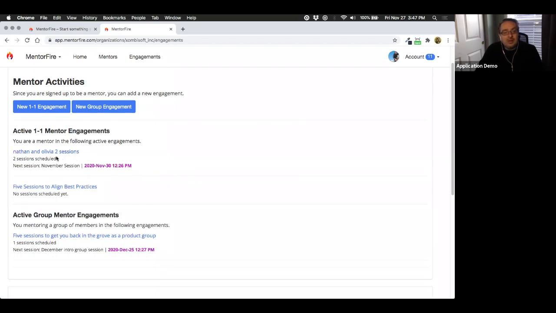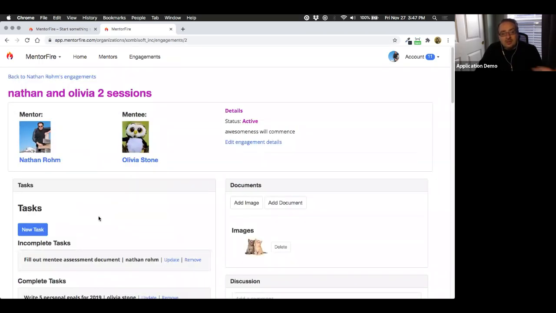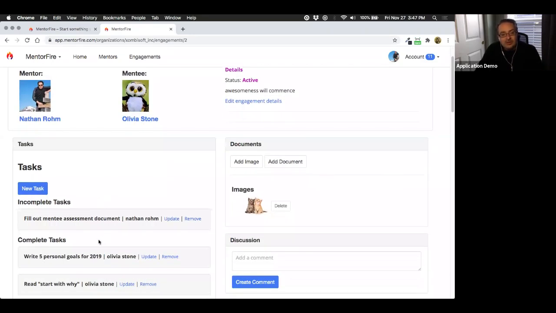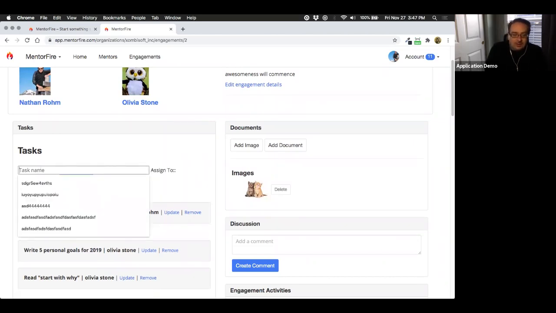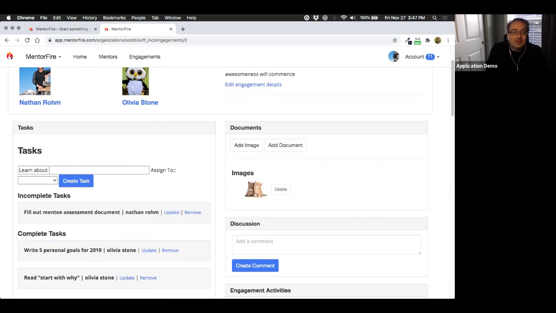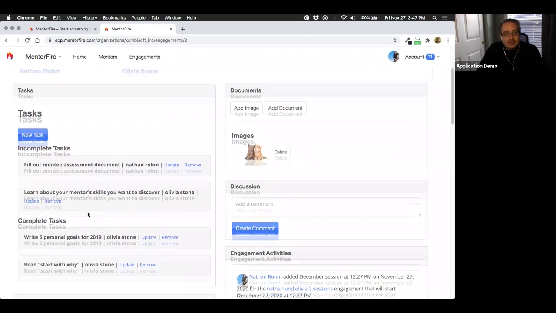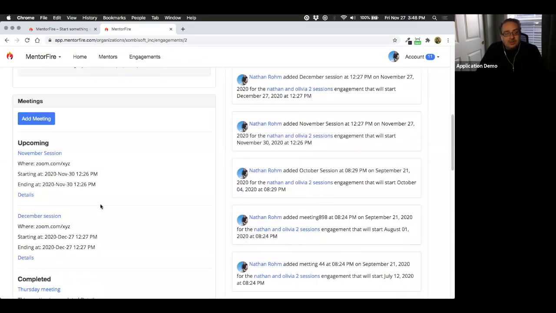So if I can mentor individuals, I could mentor groups of people. Each engagement has a number of aspects that help you dig deep into what is expected here. We can create tasks together. And so this would be something for the mentee to do. And there it is. You can go through and update it once you complete it.